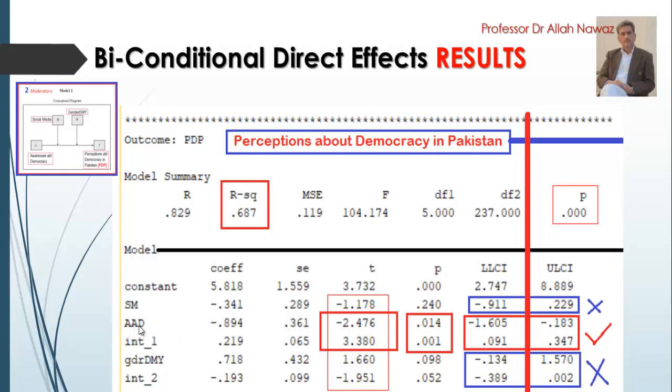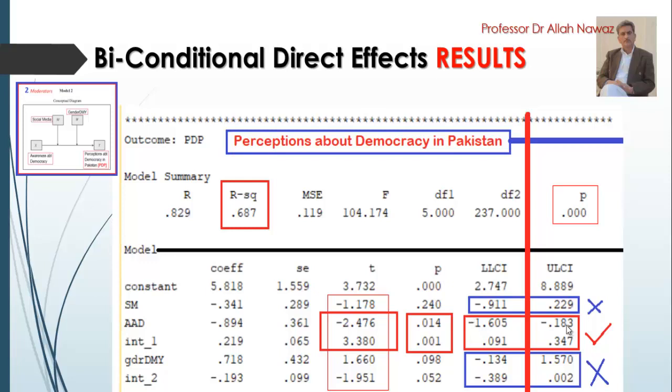Second, awareness of the people about democracy has again a huge coefficient, that is 0.894, but it is also with a minus sign, meaning that it has a negative relationship with the perceptions about democracy in Pakistan. This score is significant on the basis of the t-score, which is 2.47. It is greater than the required minimum 1.96. The p-value is also significant, and the lower and upper limits, both have minus signs.